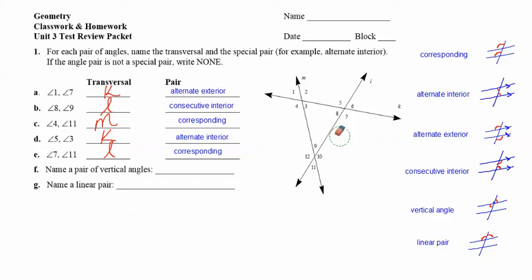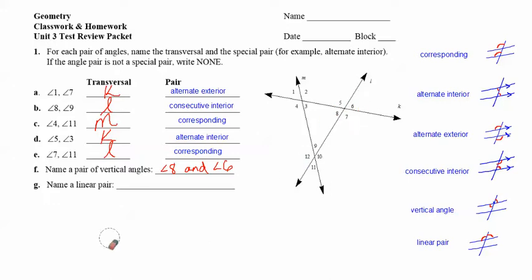Now they're asking you to name a pair of vertical angles. There are many options for vertical angles. For example, 9 and 11 are a pair of vertical angles. Also 1 and 3 are a pair. Also 5 and 7. There's so many options. You just choose one. How about we choose 8 and 6? Angle 8 and angle 6.